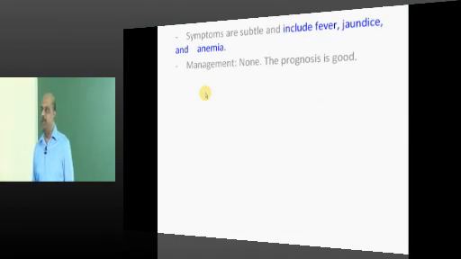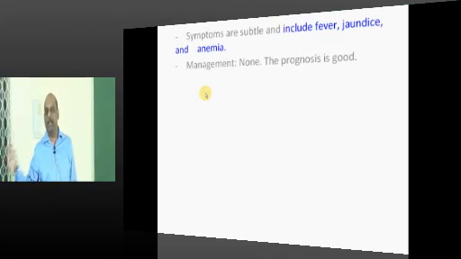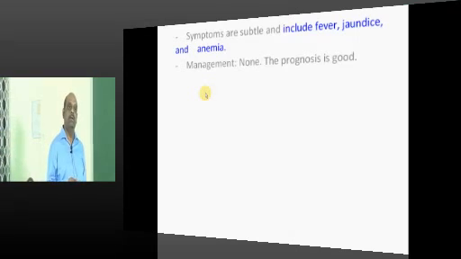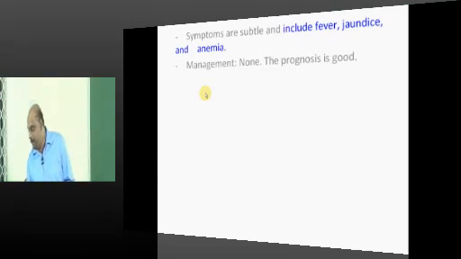Even they will present with fever, jaundice, anemia, but generally the prognosis is better compared to that of ABO mismatch, which leads to intravascular hemolysis as an acute hemolytic reaction. That is what needs to be remembered.